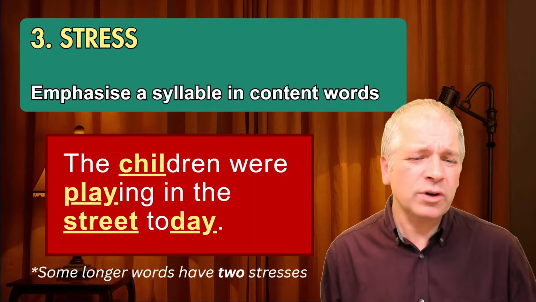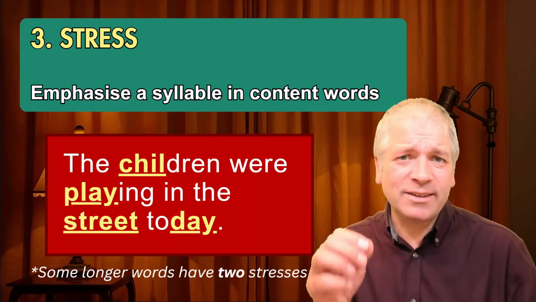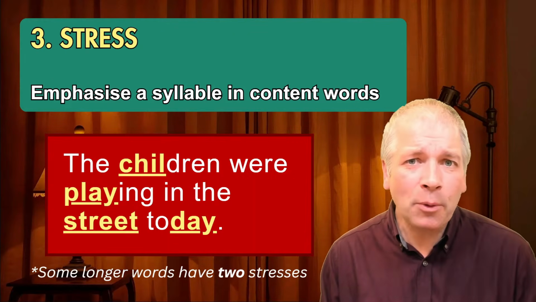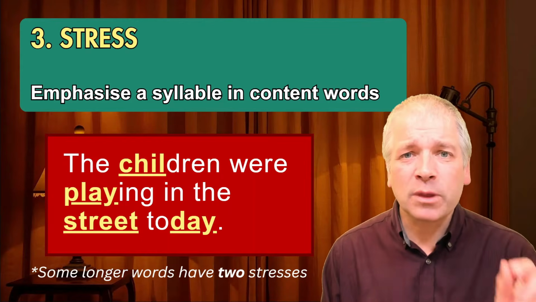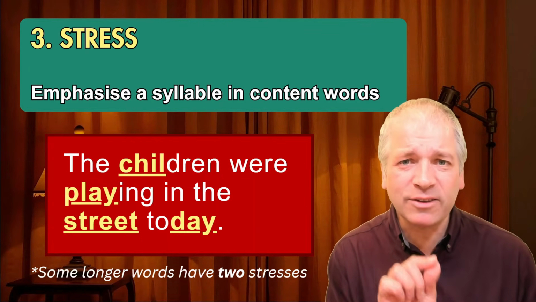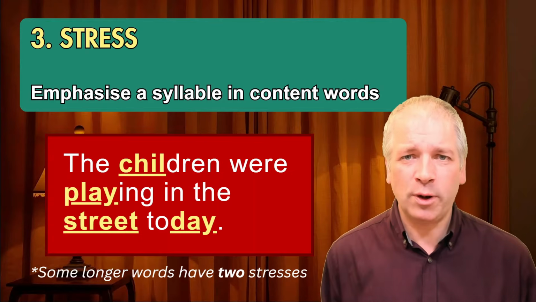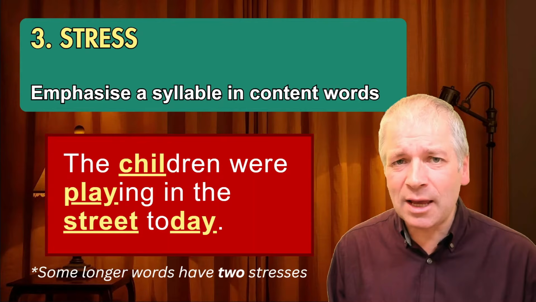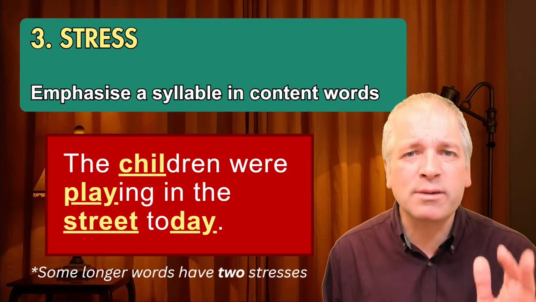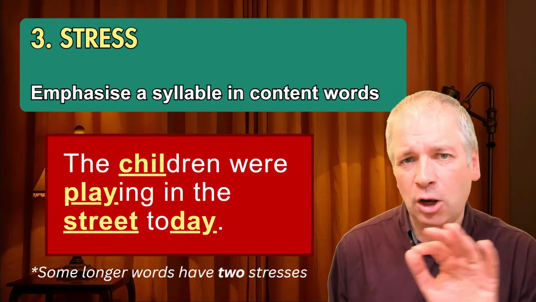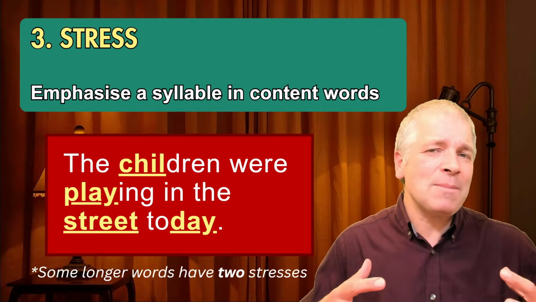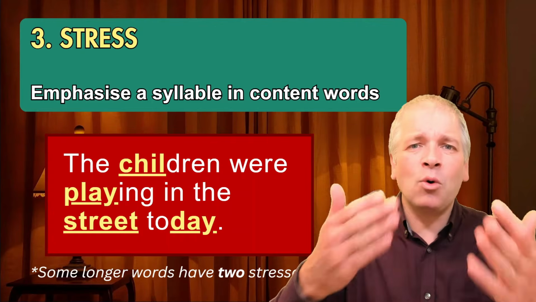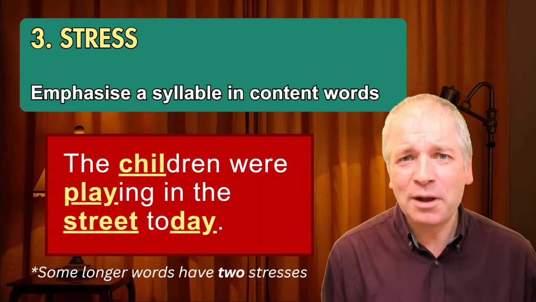Now, children, playing, street, and today all have real meaning. Children are people, playing is an activity, street is a place, and today is a time. These are content words. They have real meaning. And with these words with real meaning, we will stress one syllable, potentially two in longer words, and that means we make it louder and longer, and we say it with more clarity than the other syllables.